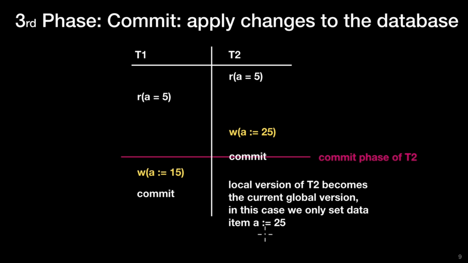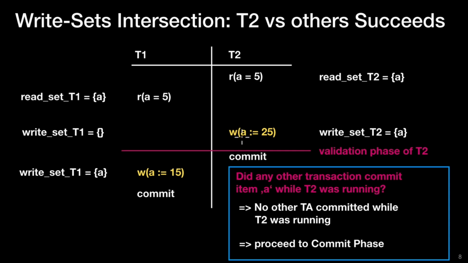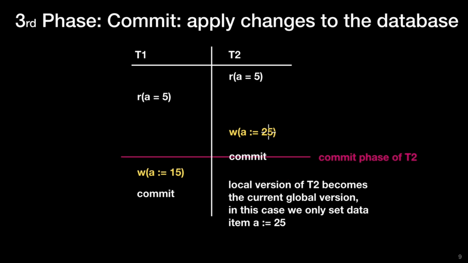You actually lock the item A in the database and now change it from 5, previously it was 5, to 25. That's now done atomically in this phase, which means the changes done by T2 are brought into the database. That's it. That's the end of the third phase. And it's a relatively boring case because it's more interesting if there are conflicts.